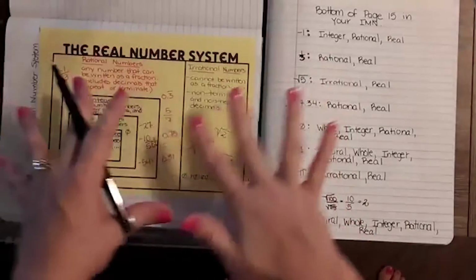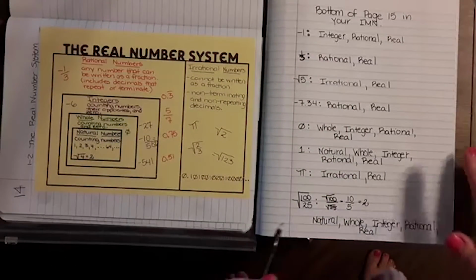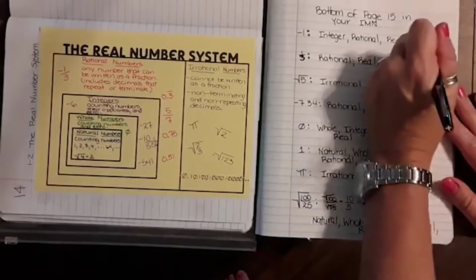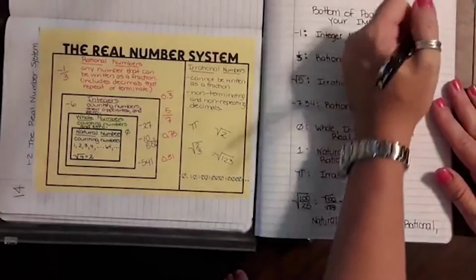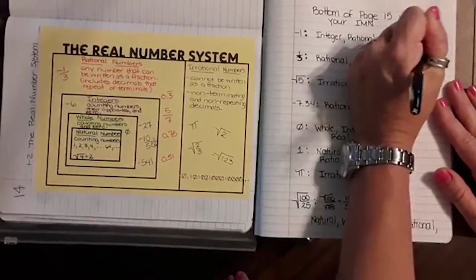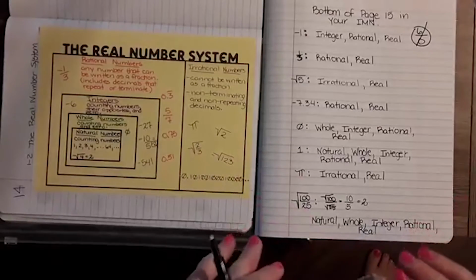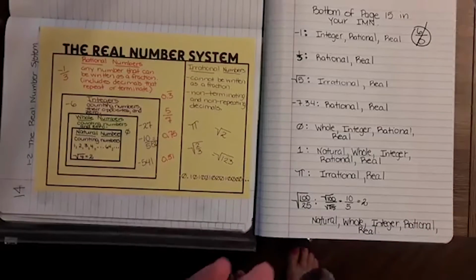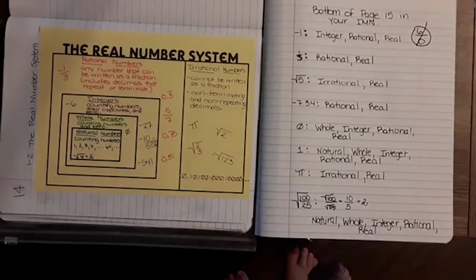Remember, the only time that it does not fall in the real number system is if I see a number with a 0 in the denominator. Something like maybe 6 over 0. That was in your notes. Okay? This is not a real number. Okay? If you have any questions, just come and ask me. Otherwise, go ahead and place all this inside your IMN on pages 14 and 15.